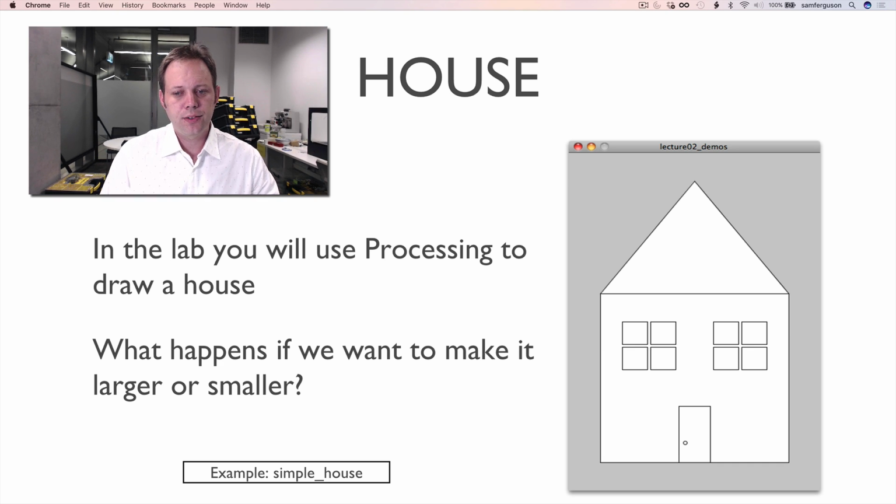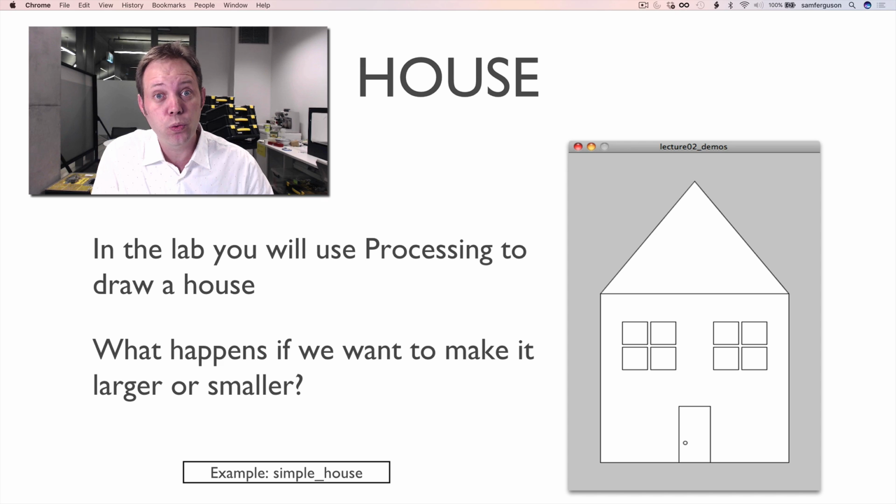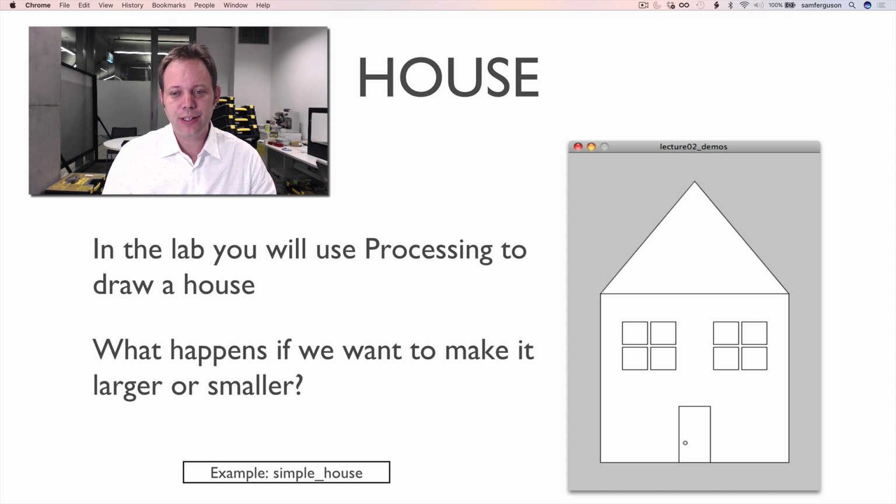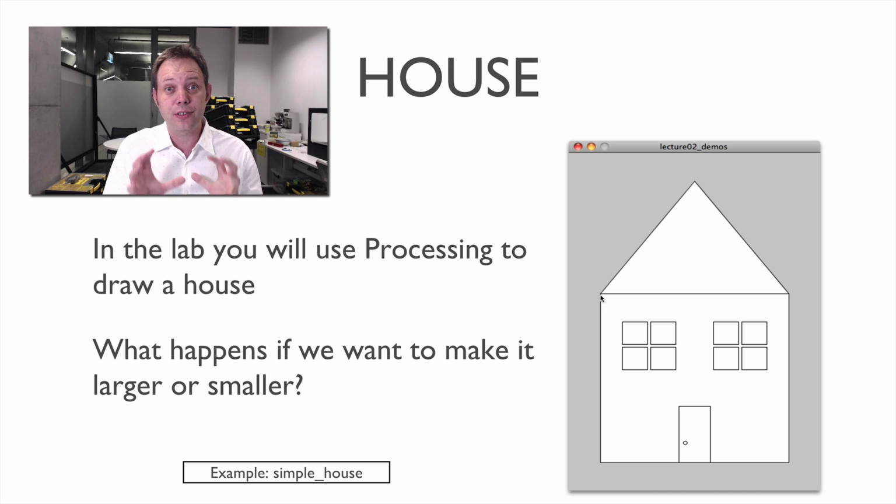Okay, so in the next section we're going to talk a little bit about what you'll do in the lab. In the lab you're going to be working through these little demos that are in chapter 2 of the Greenbird book. The first one is drawing a little house. So here is the outcome, and it's been drawn just by specifying the precise coordinates of each of these things. The question is, what happens if we want to make it larger or smaller?